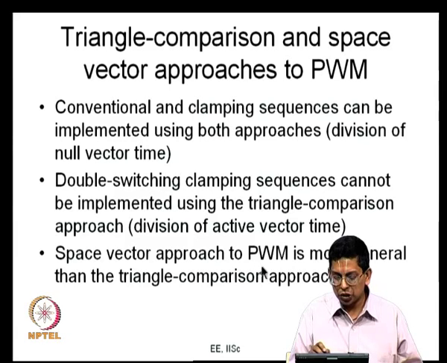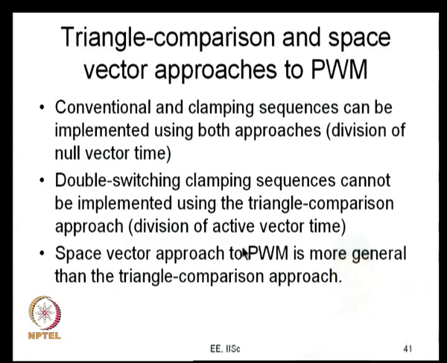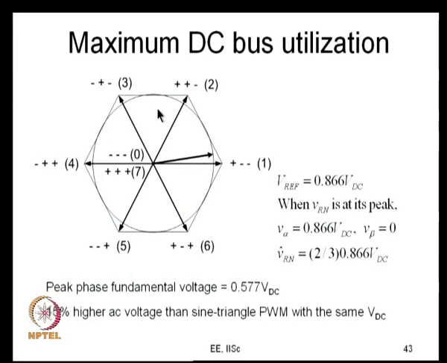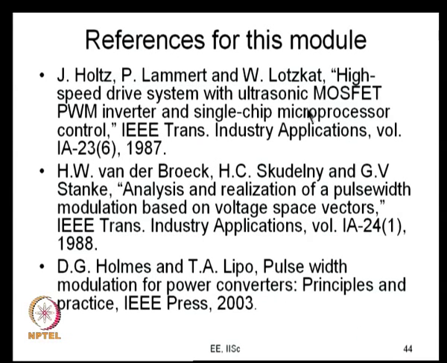Thus, the space vector approach is more general than triangle comparison, because it can implement conventional clamping and also double switching clamping sequences, whereas in triangle comparison double switching clamping is not possible. You can read further about the two different approaches in this particular reference. This is about the maximum DC bus utilization, and I would discuss the peak value later, in the next lecture. You would see that once again the peak phase fundamental is going to be 0.577 VDC, which is 15% higher than the VDC.